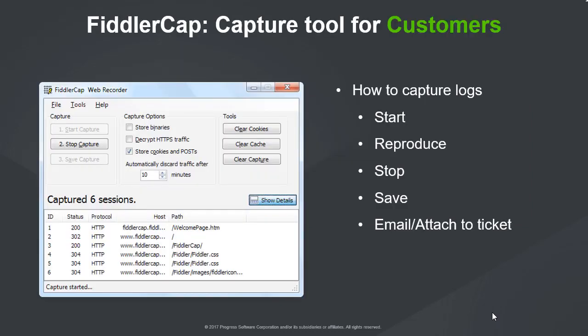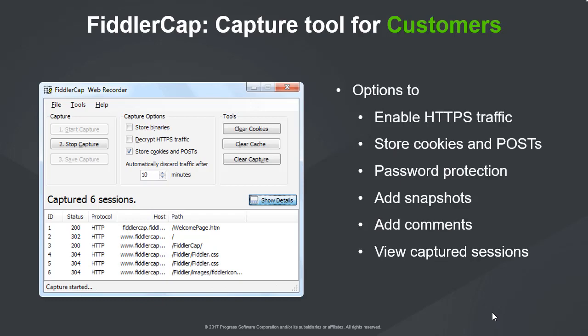FiddlerCap is a lightweight tool with less than 1 MB of footprint that lets customers capture HTTP logs with ease. Logs can be captured by simply clicking on start, reproducing the issue, and then clicking on stop. It will automatically capture all the traffic and it will also display the captured traffic so that users can look at what traffic is being captured. The captured traffic can then be saved to the local disk and shared with the support team by sending it through email or attaching it to the support ticket.